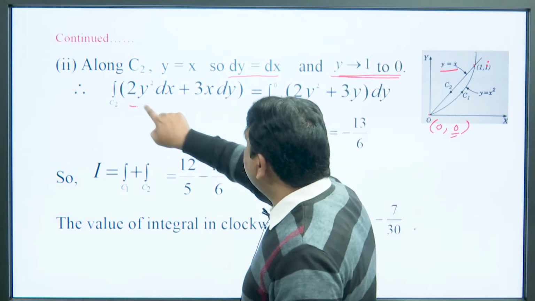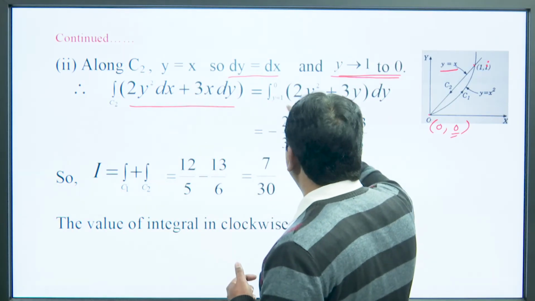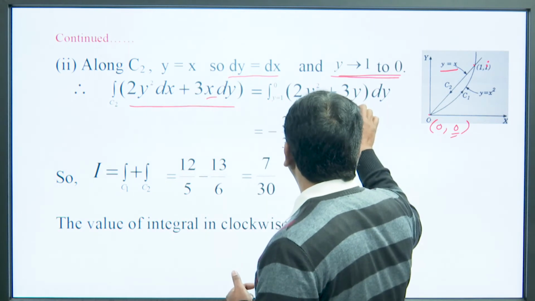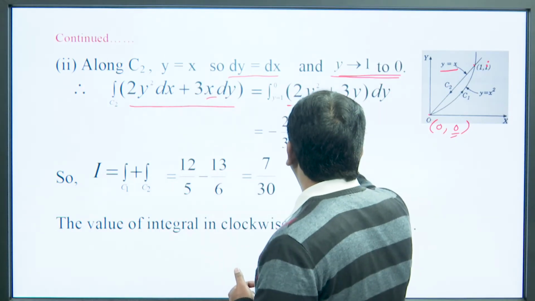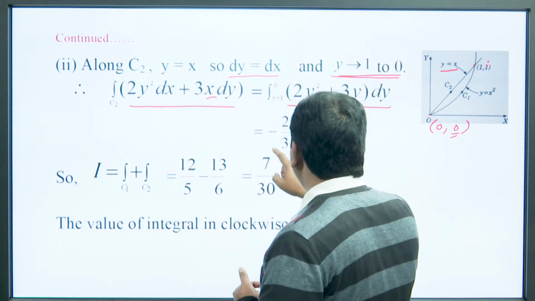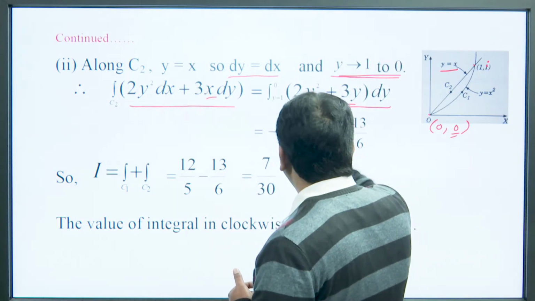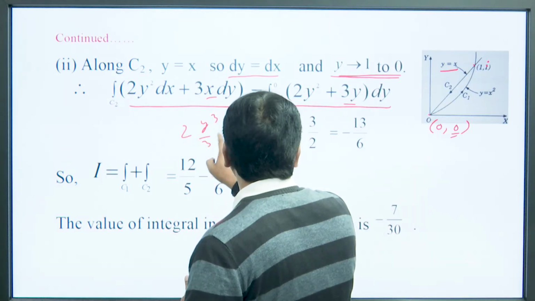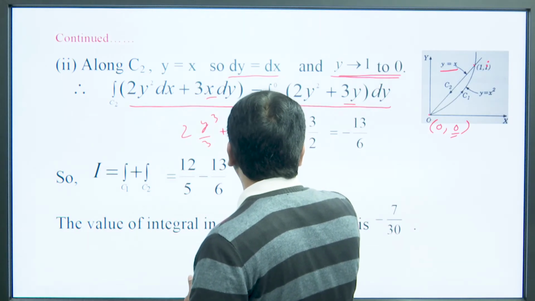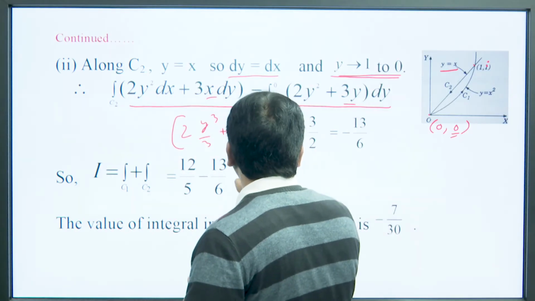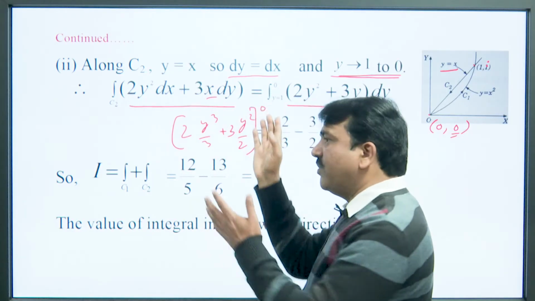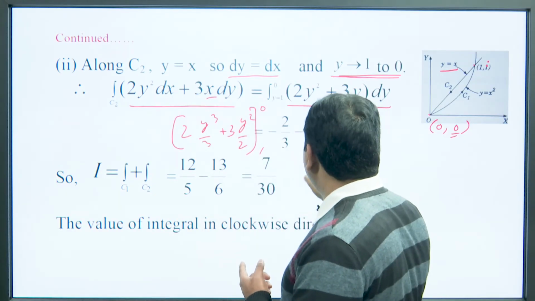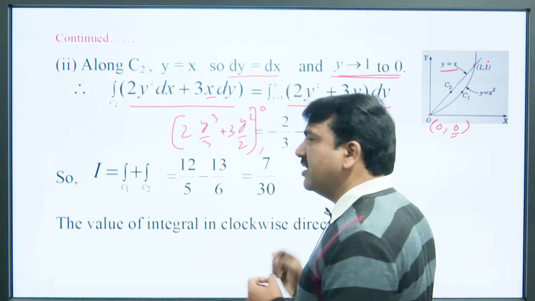Again, we solve this for y from 1 to 0. We have to replace the value of x in terms of y. So here x is y and dx is dy. Finally, we will get this expression, and after evaluation it gives 2 into y cube by 3 plus 3 into y square by 2 from 1 to 0. By putting the upper limit its value becomes 0, by putting the lower limit it becomes minus 2 by 3 minus 3 by 2, and finally we get minus 13 by 6.